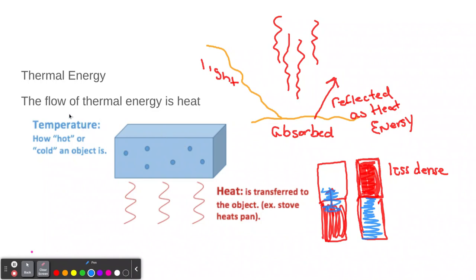Getting to temperature, again, thermal energy is the flow. The flow of thermal energy is heat. We've said that a few times. We should know that. Temperature is not, scientifically, to say how hot or cold something is, but that's a basic idea. We know how hot or how cold something is. We can't just say it's how hot something is. Well, we'll just leave it as how hot or cold an object can be. But scientifically, it's the average kinetic energy of a substance.